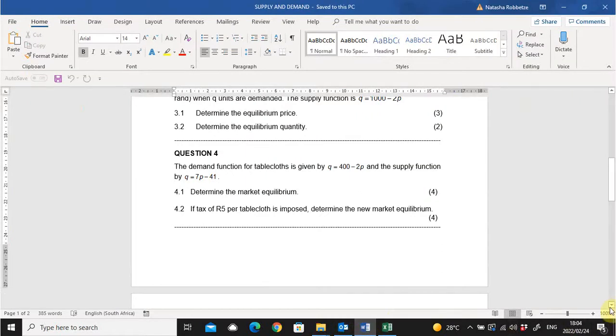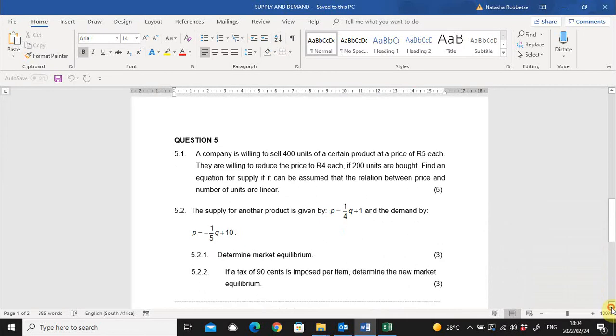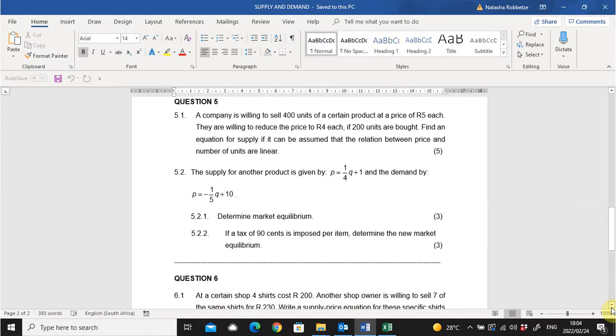Let us read together. For question number 5, we have a 5.1 and a 5.2. So for 5.1, it reads that the company is willing to sell 400 units of a product if the price is 5 Rand, and if the price is reduced to 4 Rand, 200 units are bought. Find an equation for supply, and it is assumed that the price and the units are linear. For 5 marks. All right, so let's attempt that.